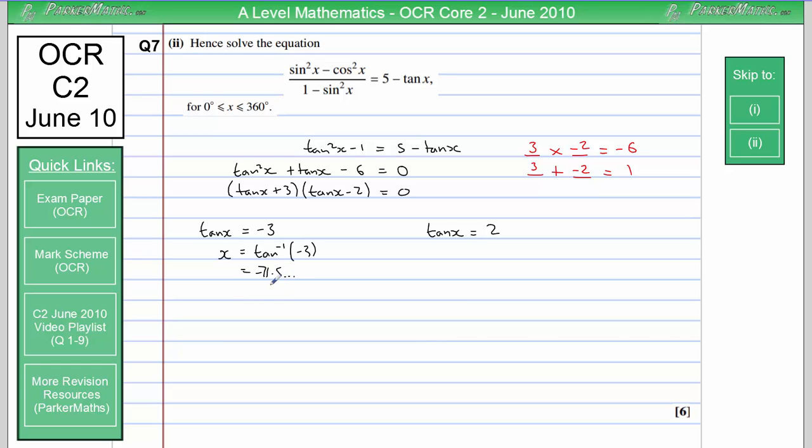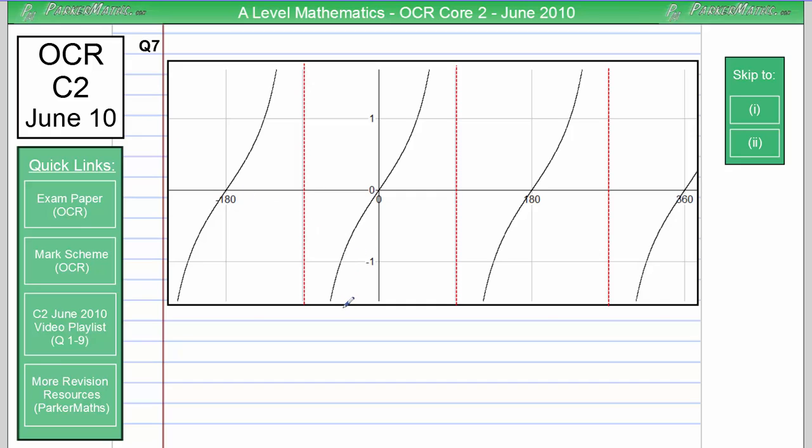To find some valid solutions using the one we've just found, we need to use the periodic property of the tan graph. Here I've got the tan graph. Hopefully you can see it repeats itself every 180 degrees. So here's my first solution, about minus 71.5, and if I add another 180 I get a second solution here, but this one is within my limits. Look, here's 0, here's 360, and I can also add another 180 and get another solution. So these two solutions here are the ones that I want.